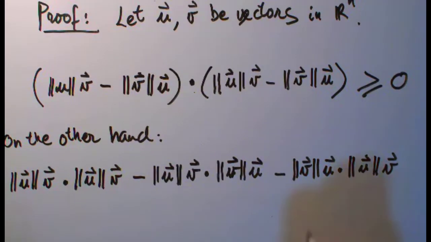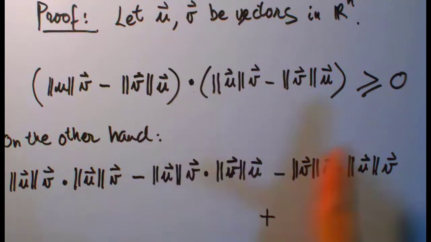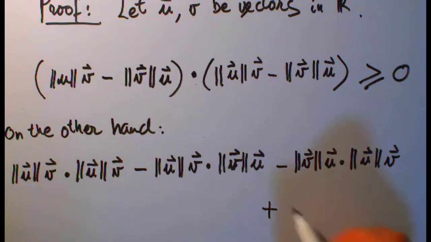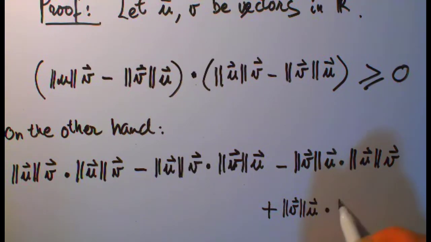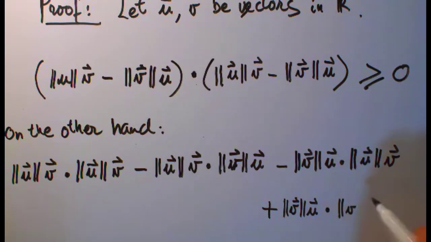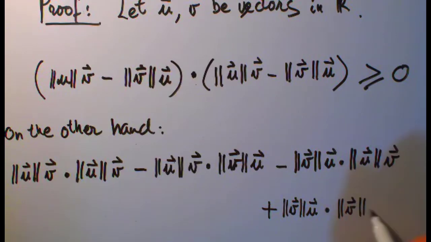I'm running a little bit out of space here, so I'm going to need a little line down here, but I'm going to add. Now these two terms multiply together. That gives me length v times u dot length v times u.